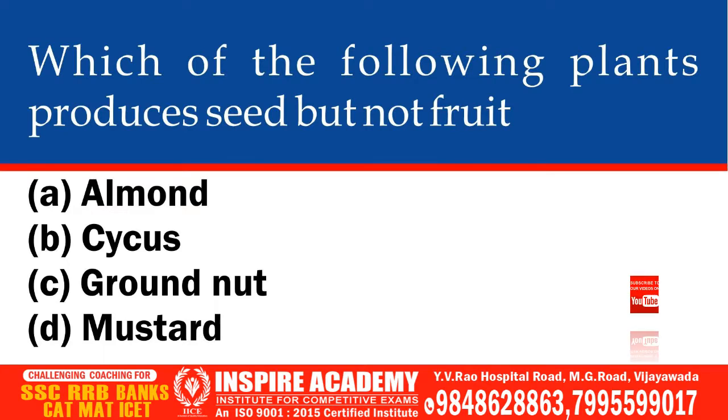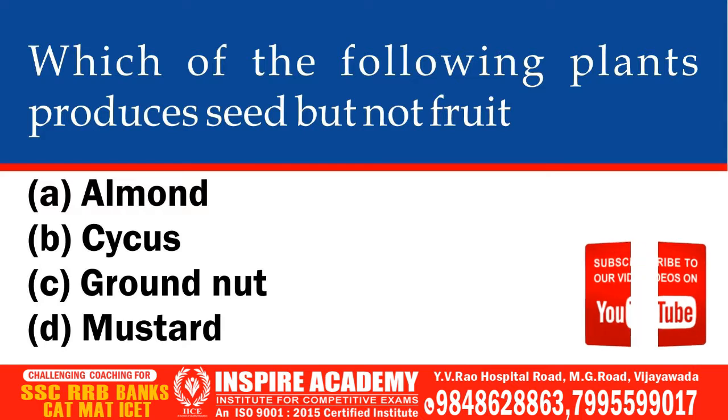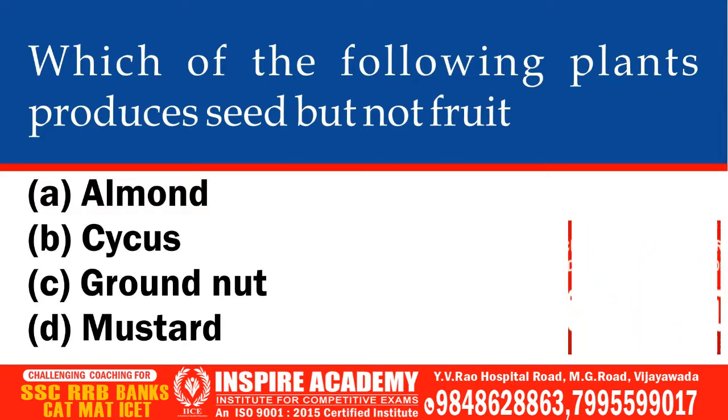Which of the following plants produces seed but not fruit? Almond, cycas, groundnut, mustard. And the correct option is cycas.